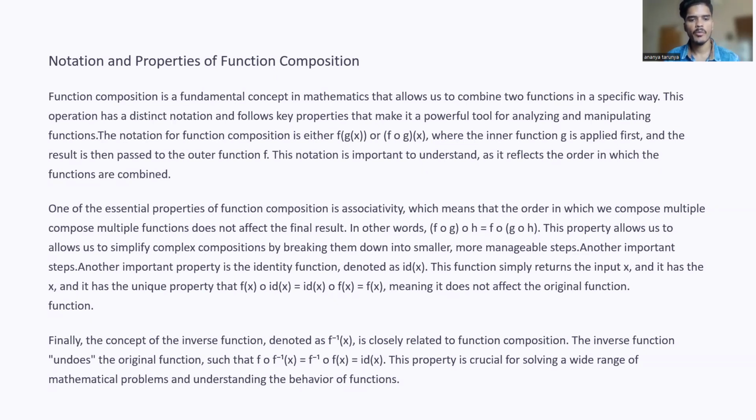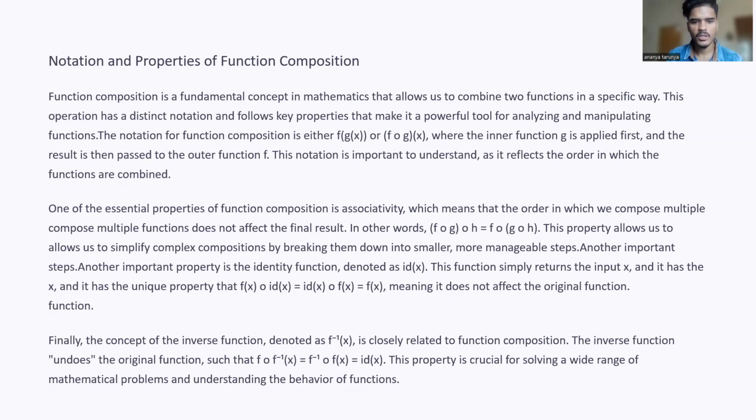One of the essential properties of function composition is that it is associative, which means that the order in which we compose multiple functions does not affect the final result. In other words, f of g of h, grouped either way, gives the same result. This property allows us to simplify complex compositions by breaking them down into smaller, more manageable steps.